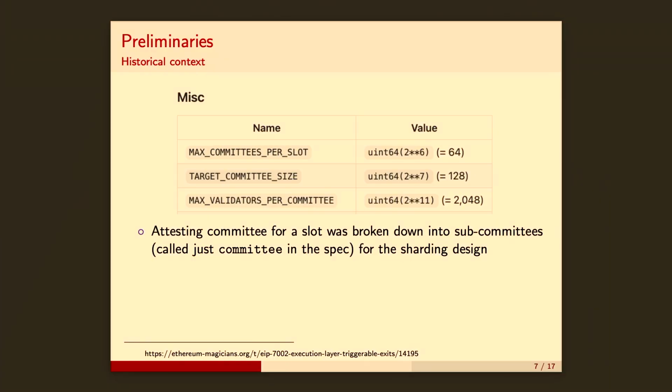In the original sharding design, there were these committees. And the attesting committee is the full set of validators that are supposed to attest during a given slot. Everyone is in one attesting committee per epoch, so we split the validating set into 32 different groups. And the attesting committee is further divided into what's called a committee. I call them subcommittees because I think it's more clear, but in the spec, it's just called committee. And each of these committees had to be controlled by an honest majority in the original sharding design in order for the protocol to remain safe.